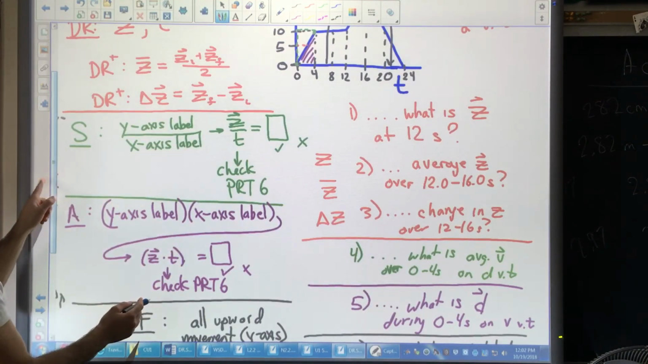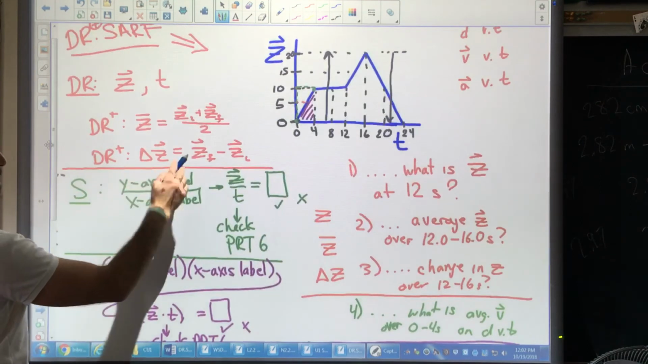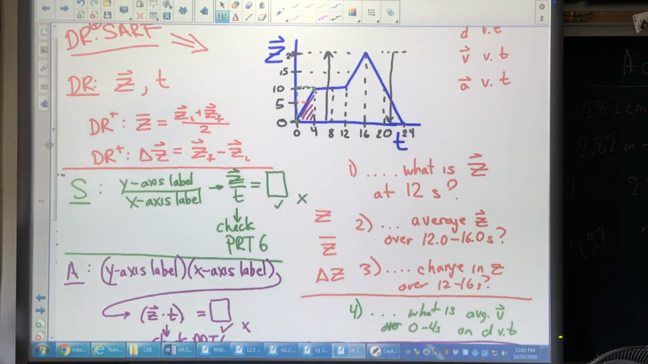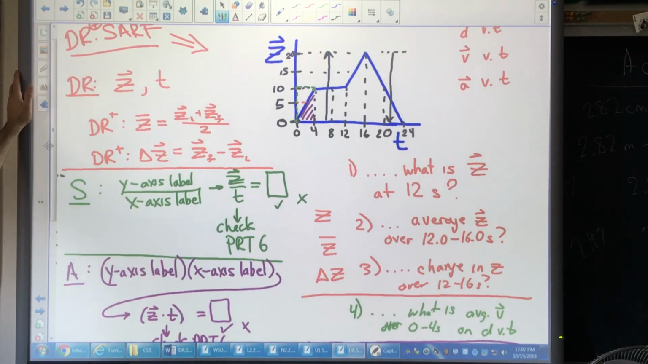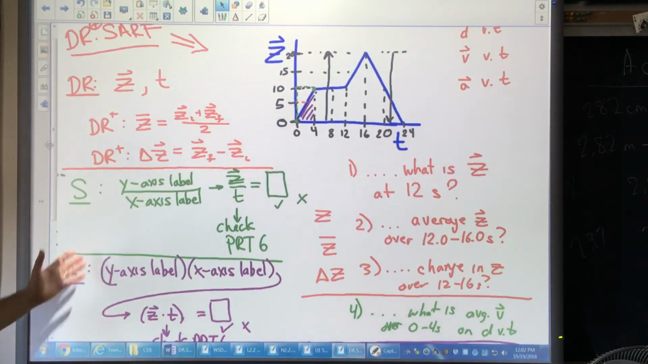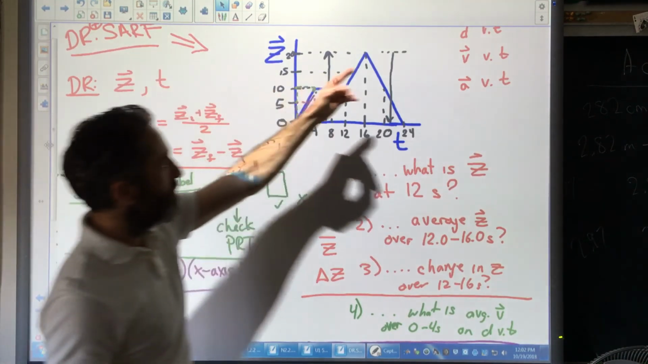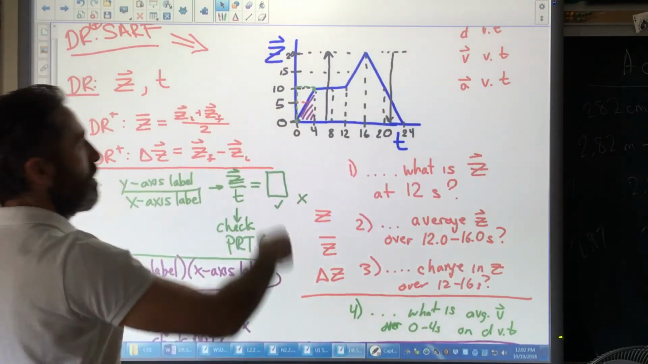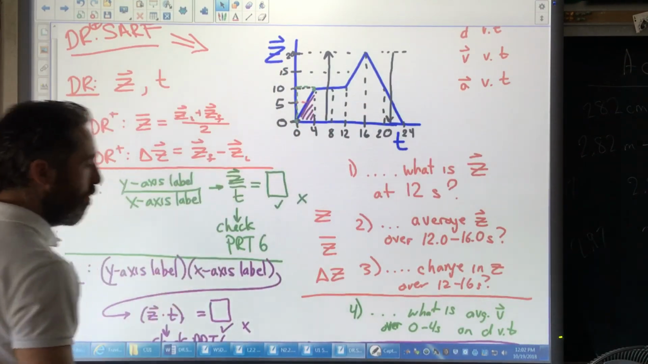You have to know the direct read, where the change is the final minus the initial, and the average: add them up, divide by 2, which works in Regents physics, but beware when you go on to AP. By then, hopefully, you'll know what's going on anyway. So this Dr. SARF really does cover all the situations. Replace Z with V, boom. Replace Z with A, boom again.